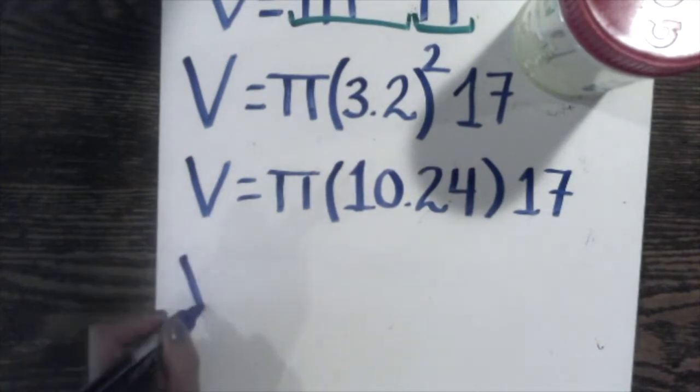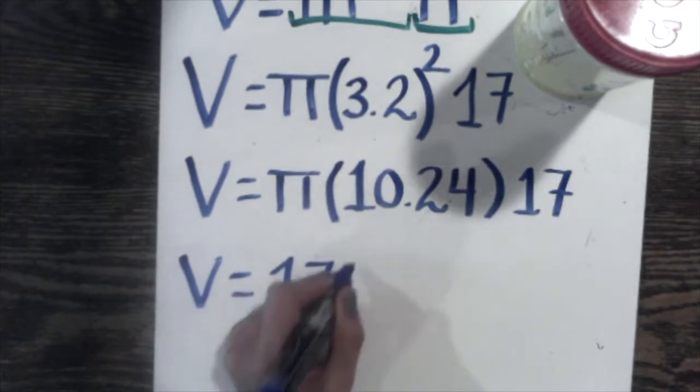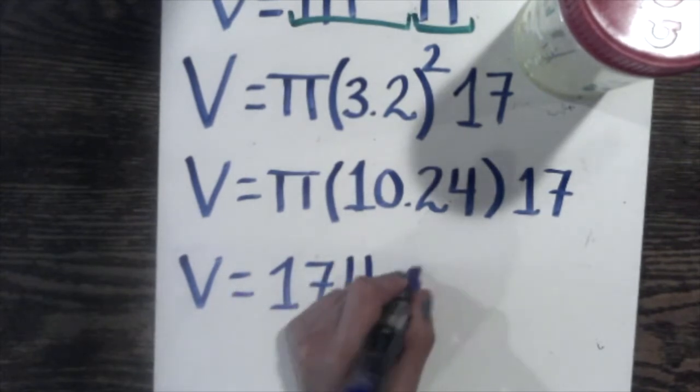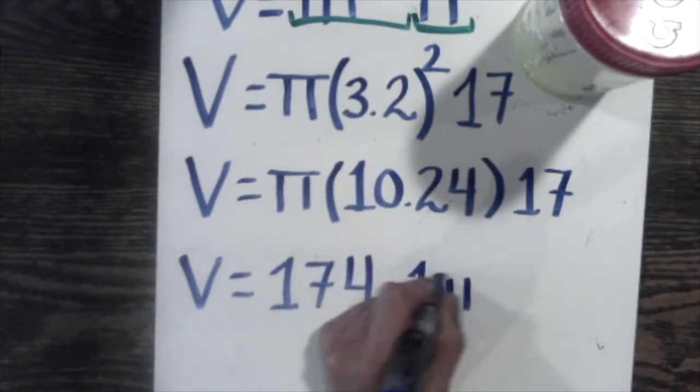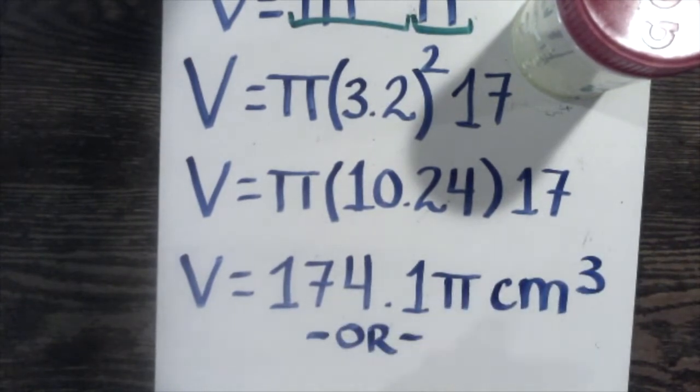When we do that, we get 174.1 pi centimeters cubed, or if we multiply pi, or times 3.14, that would be 546.9 centimeters cubed.